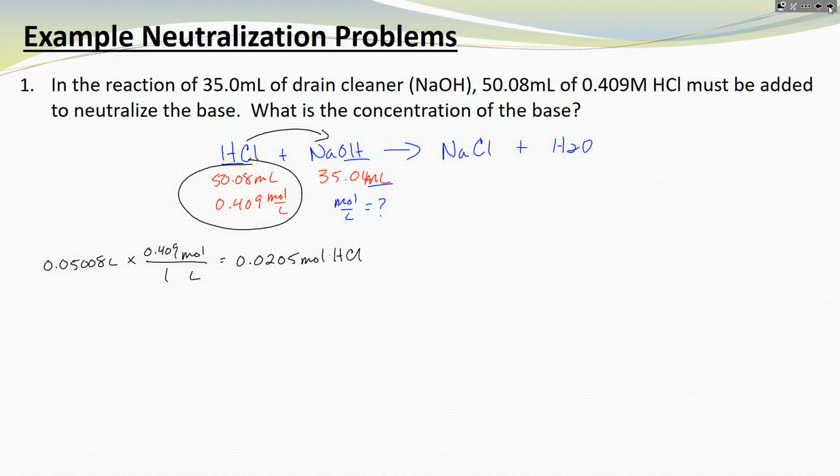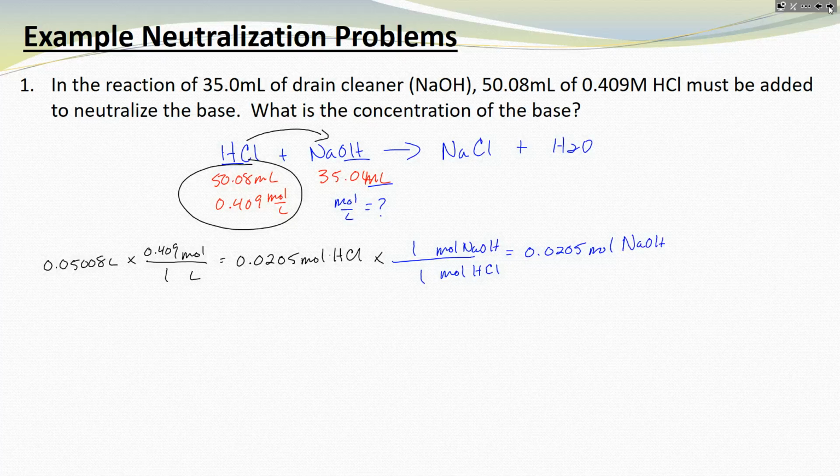So now what we want to do is find the moles of NaOH. So I'm going to use the reaction to do that. Moles of NaOH, so 1-to-1 ratio for moles of NaOH to moles of HCl. So 1 mole per 1 mole. So that means that we're going to have 0.0205 moles of NaOH.